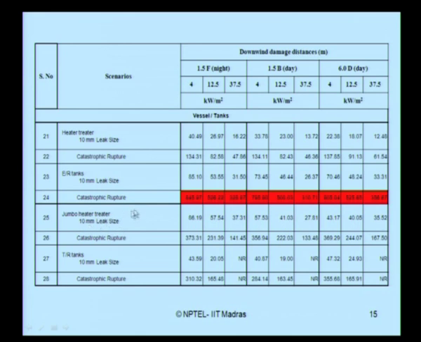Unfortunately, when I look for the catastrophic rupture on an ER tank for a pool fire, I get a very high value. This depends upon the frequency and consequence, which are input in the risk analysis software, and I get numbers as high as 850. So that becomes a red band here.